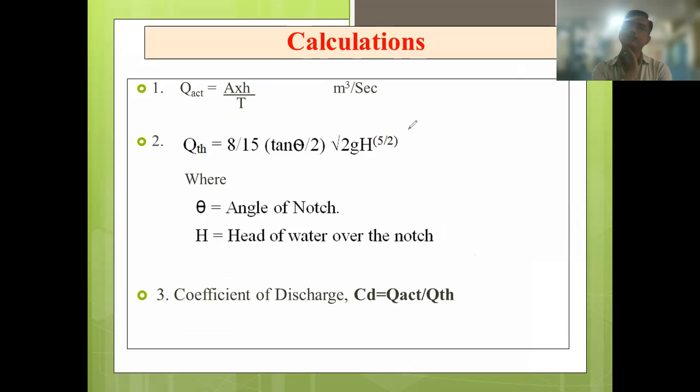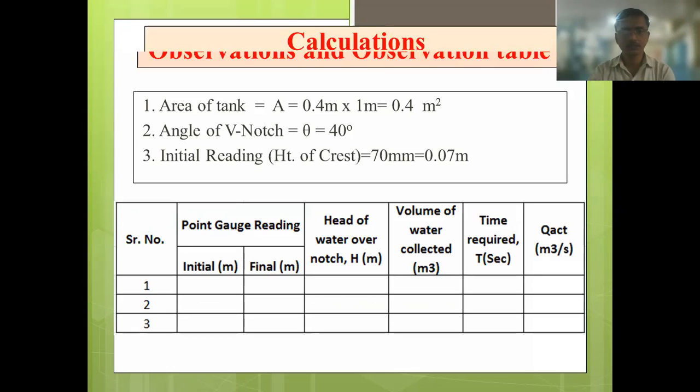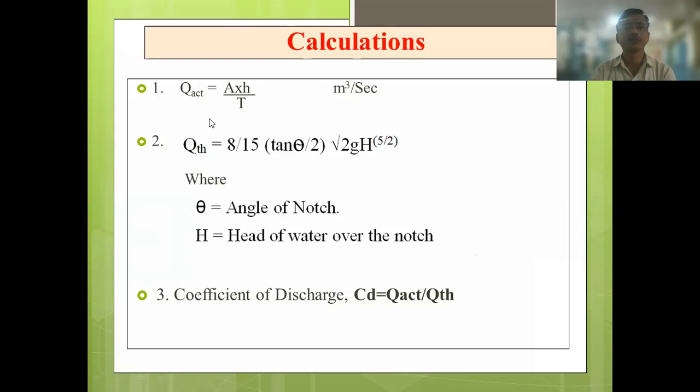Q actual is equal to area A into small h divided by T. What is small h? Rise of water level in the tank, the measuring tank. Here we can mention small h is equal to the rise of water level in the measuring tank.